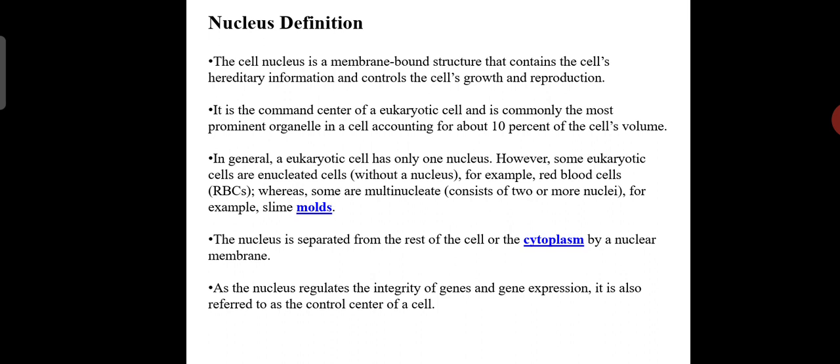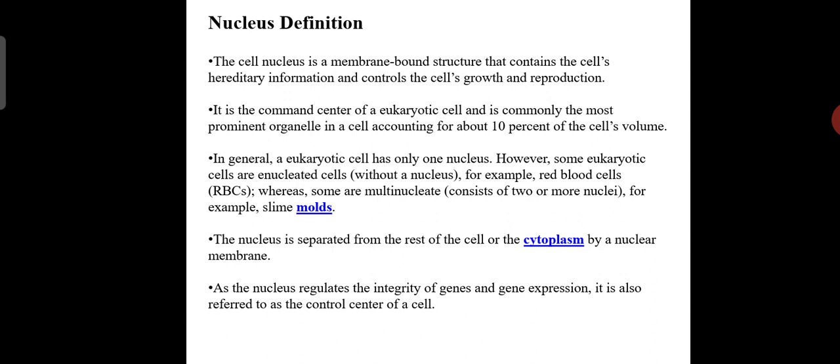It is the command center of the eukaryotic cell and is commonly the most prominent organelle in the cell, accounting for about 10% of the cell's volume. It is only present in the eukaryotic cell, and it is the most prominent and larger organelle in the cell. In general, the eukaryotic cell has only one nucleus.